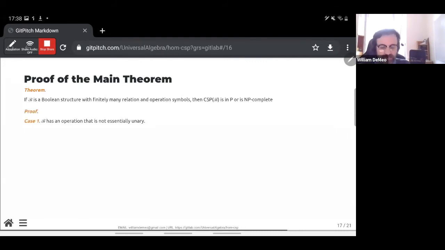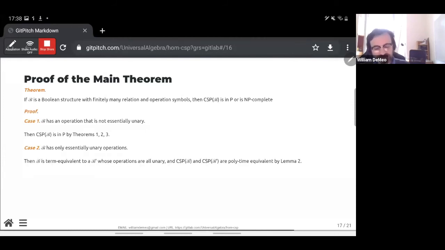And the proof is, first case, if B has an operation that is not essentially unary, then CSP of B is in P by these lemmas. These were lemmas 1, 2, and 3 that I just showed you. And then if B has only essentially unary operations, then B is term equivalent to B prime whose operations are all unary, and the CSP of B and CSP of B prime are polynomial time equivalent by lemma 2.